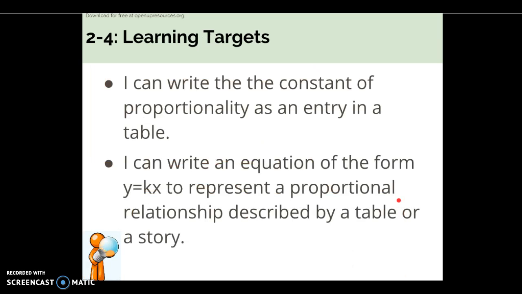So just take a moment, check in with yourself, see if it was possible for you to write the constant of proportionality when we were talking about the table, and can you write the equation in the form of y equals kx to represent proportional relationships. So remember, we're trying to represent proportional relationships with an equation.